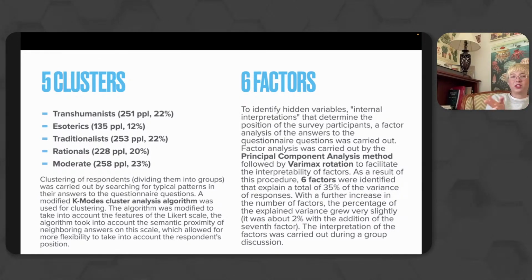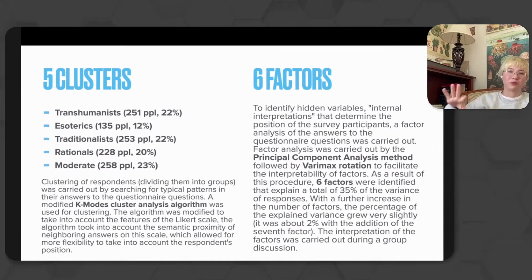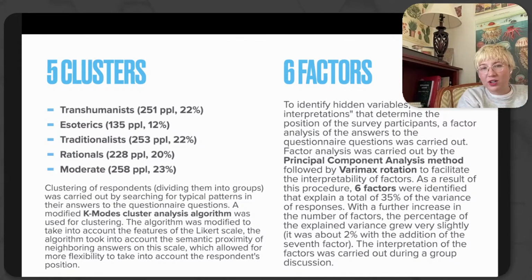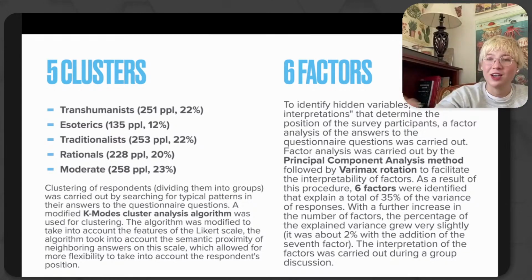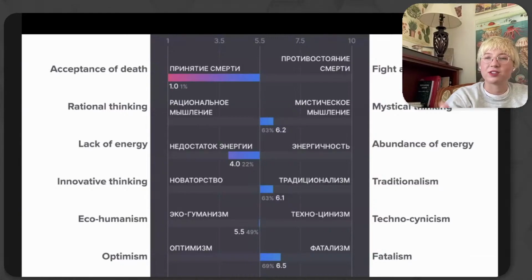This is how it goes. So we've seen transhumanists, we've seen esoterics, we've seen traditionalists, we've seen rational people, and moderates, somewhere in between. And here I'm naming the mathematical tools that were actually applied to work out the data. And from the questions that you ask, you can see that people tend to form other types of groups, and these are axes to then measure them on different measurement systems. And these are another 6 factors.